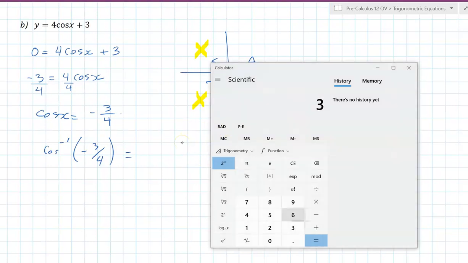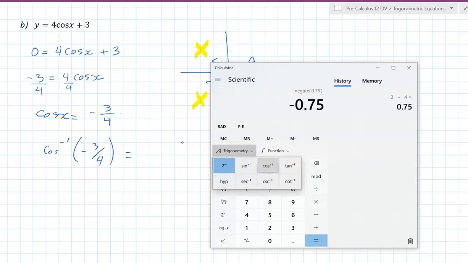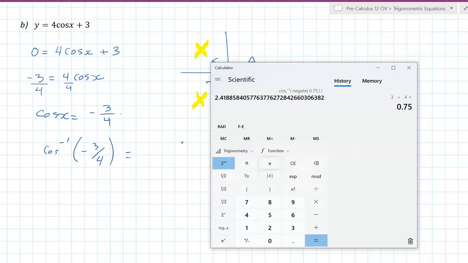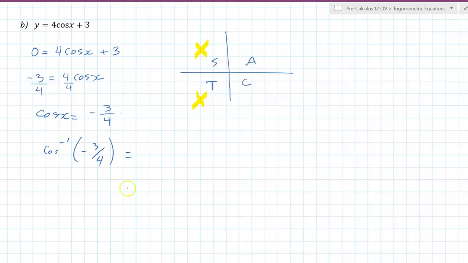So here it is, 3 divided by 4 equals. I'm going to make it negative because it has to be negative. Second function, cosine, and I get 2.4189. That's in radians. That's your first angle, and it is in here somewhere. This is where our angle is. This is the standard position angle theta 1.